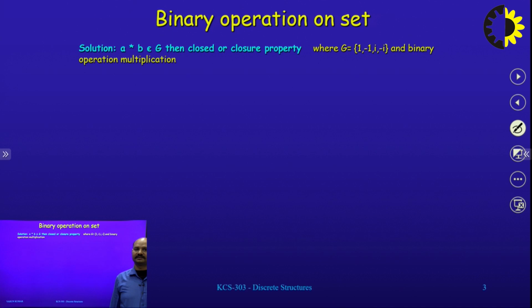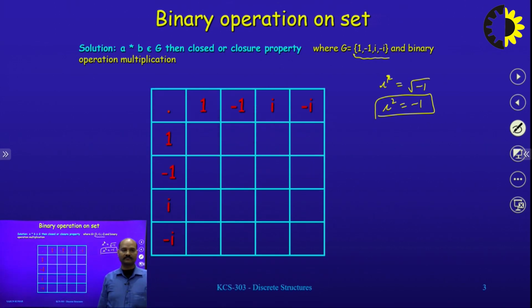If we have a set G like this: 1, minus 1, i and minus i. And what is i? i is the square root of unity, which means i square is equal to minus 1. So here we take the binary operation multiplication. We have to check that a asterisk b must belong to G. This is the closure property, which says that for every pair of elements of this set, after performing the binary operation, the result must belong to the set.